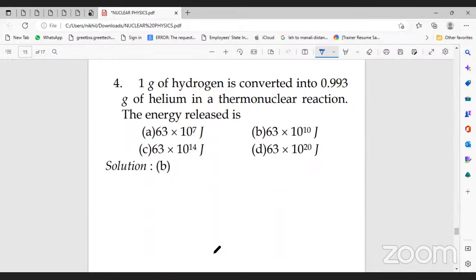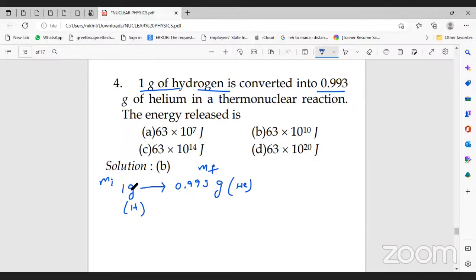Come to this problem. 1 gram of hydrogen is converted into 0.993 gram of helium. Initially, we have a mass of 1 gram, the initial mass. This is hydrogen, and this is helium. Then what is the energy released? Students, you can consider this as the final mass.